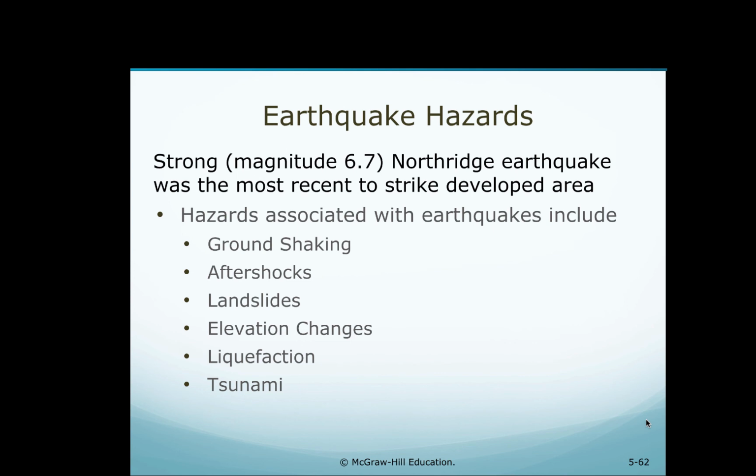A strong magnitude 6.7 earthquake was the most recent to strike a developed area. That's just in the United States, and since then there have been more intense earthquakes. Hazards associated with earthquakes include ground shaking, aftershocks, landslides, elevation changes, liquefaction, and tsunamis.